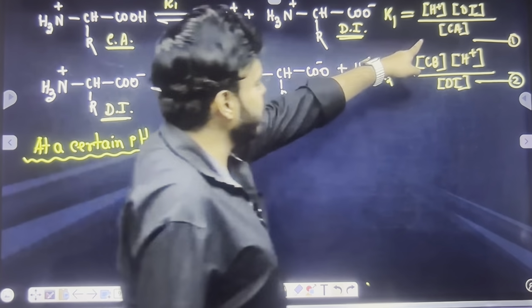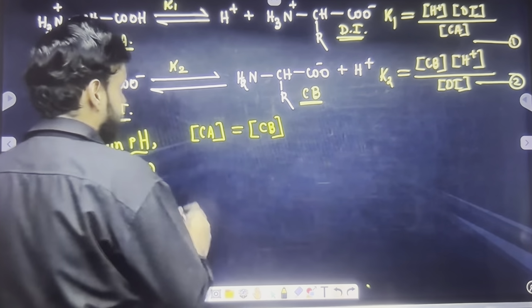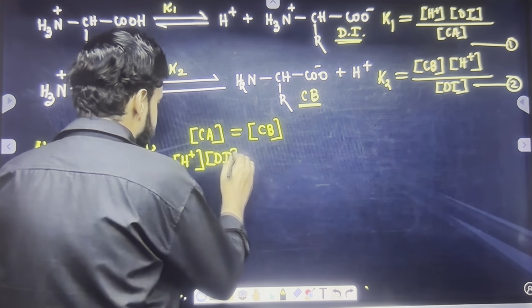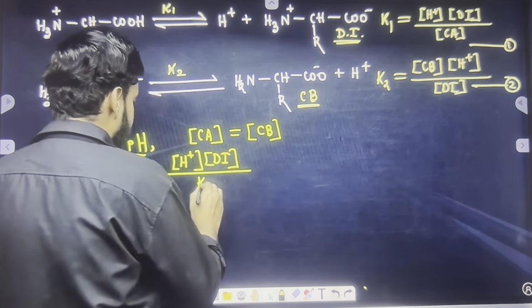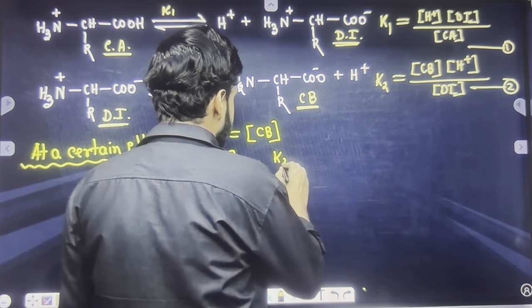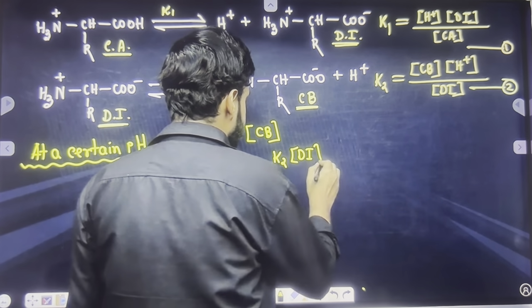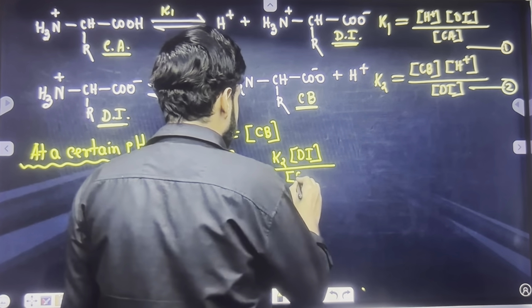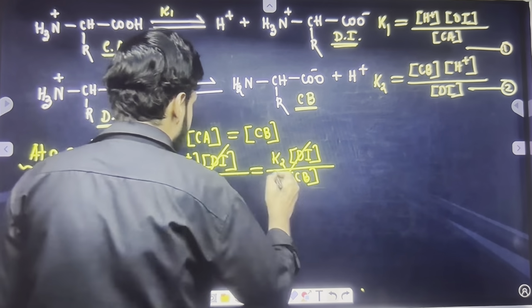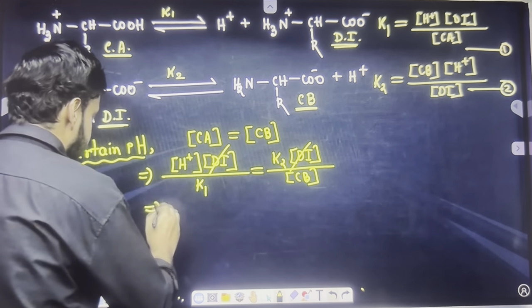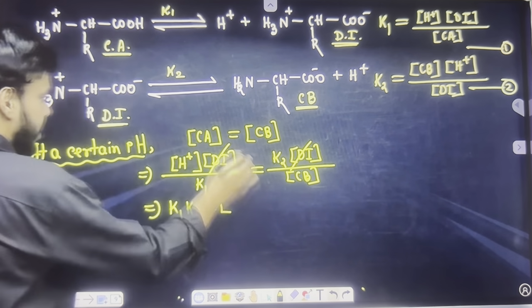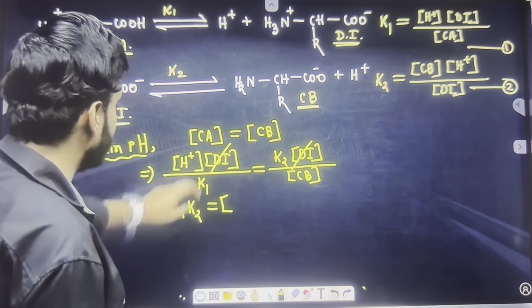So from equation number 1, what is the conjugate acid concentration? This is the H plus concentration into the dipolar ion concentration divided by K1. What is the conjugate base? This is the K2 value into the dipolar ion concentration divided by the H plus concentration. Now this di and di will be cancelled. So what can we write? That is K1 into K2.